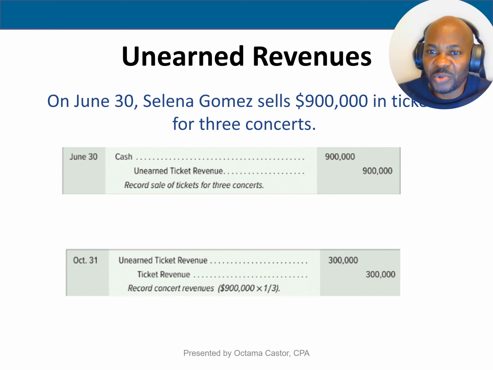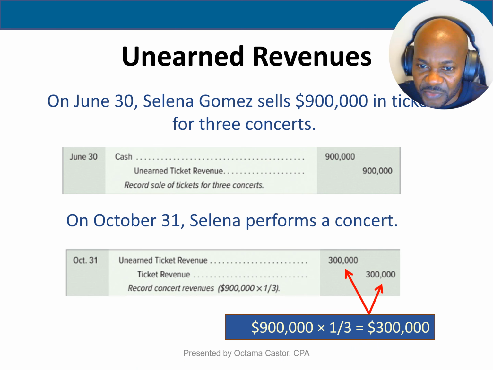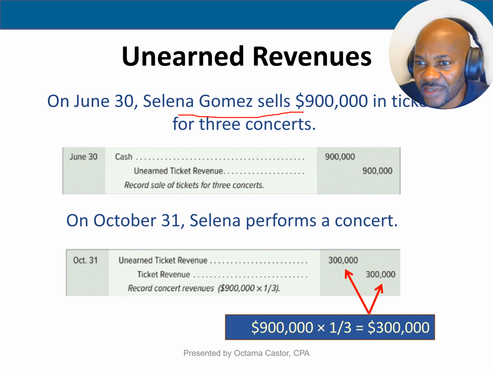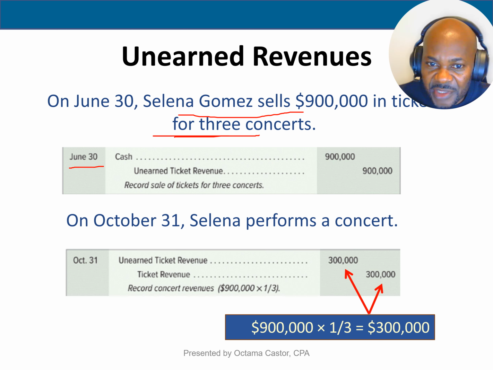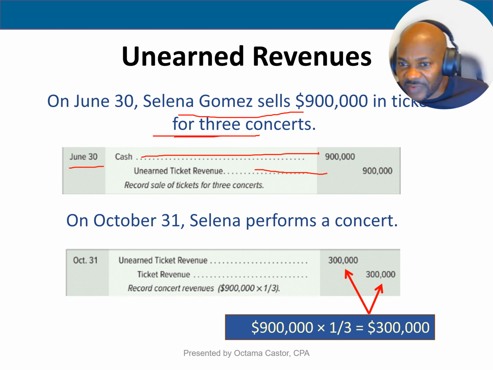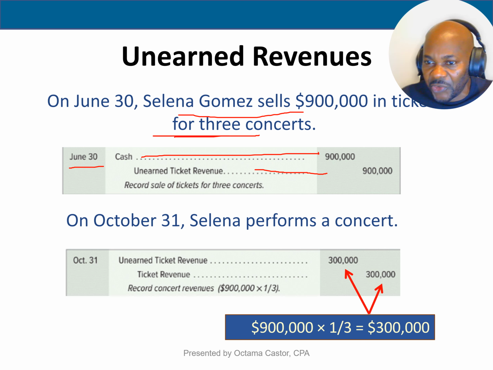Okay, here's an example for unearned revenue. On June 30th, Selena Gomez sells $900,000 in tickets for 3 concerts. So on June 30th, the entry that she would record is a debit to cash because she collected $900,000 in cash, and credit unearned revenue. Remember, unearned revenue is a liability account, so you would credit that account for $900,000.